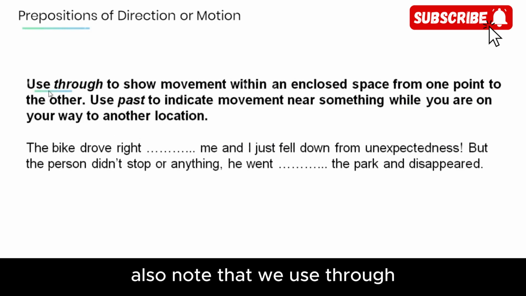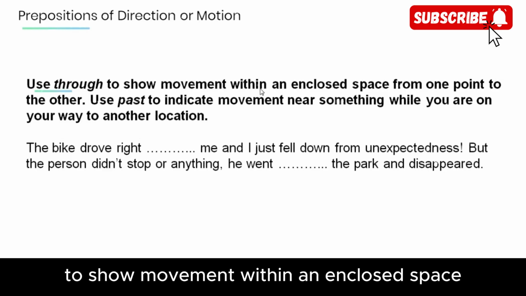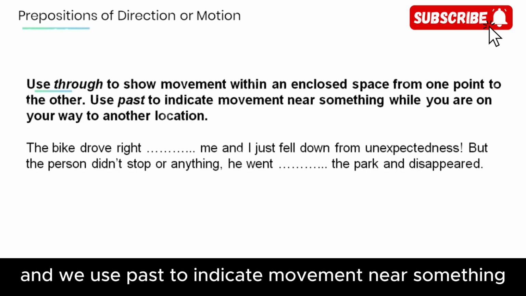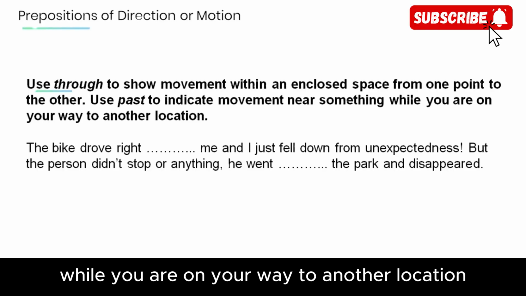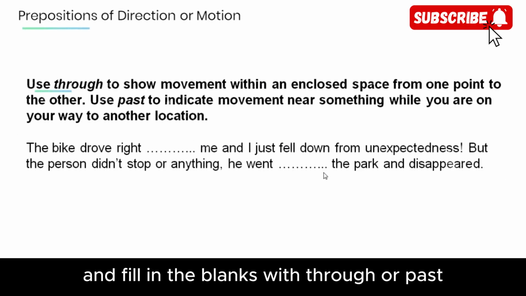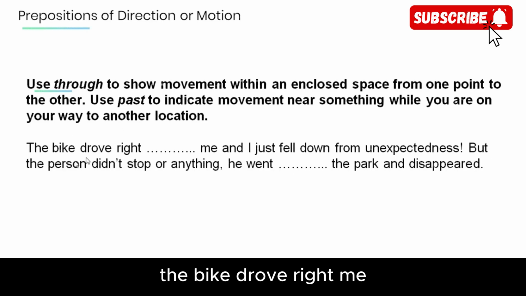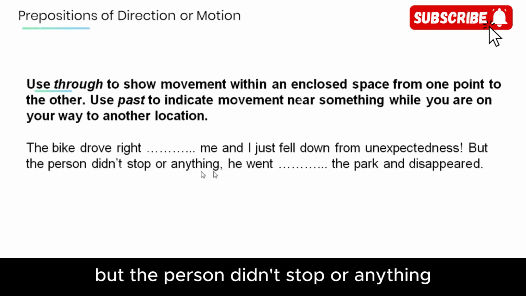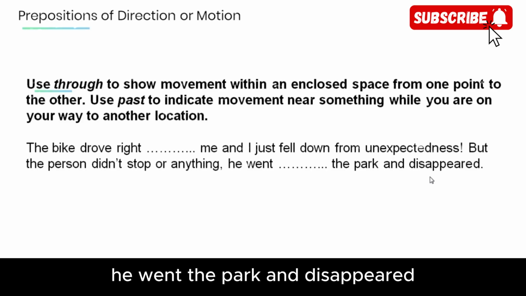Also note that we use through to show movement within an enclosed space from one point to the other. And we use past to indicate movement near something while you are on your way to another location. Now read the text below and fill in the blanks with through or past. The bike drove right me, and I just fell from unexpectedness. But the person didn't stop or anything. He went the park and disappeared.